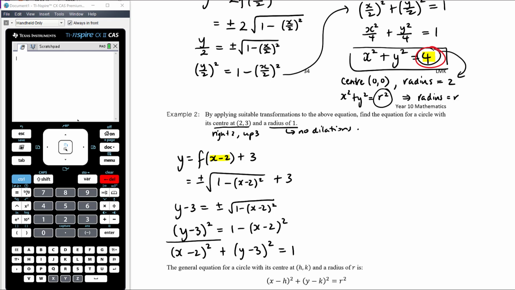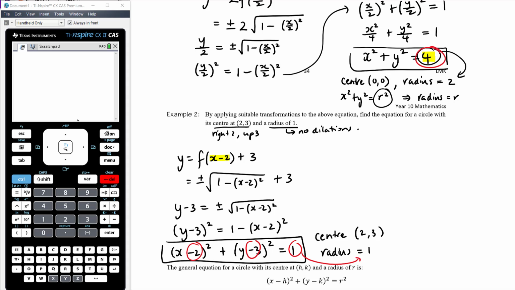And so this is our equation after we've got it with the centre at 2, 3 and a radius of 1. Okay, so we've already talked about radius is to do with that. Square root of that gives me the radius. Now the centre at 2, 3 is to do with these numbers here. So minus 2 in here moves us to the right by 2. Okay, minus 3 in here moves us up by 3.